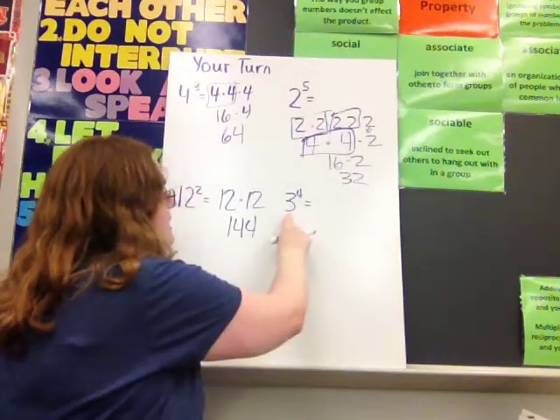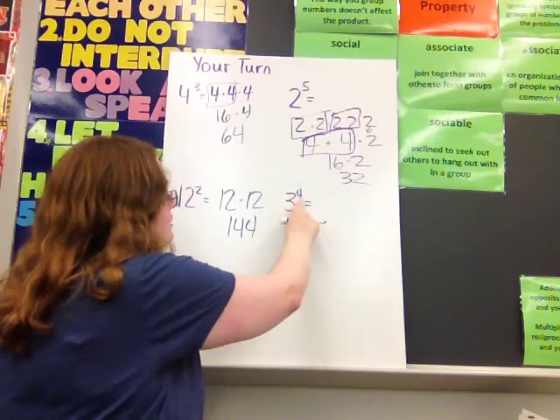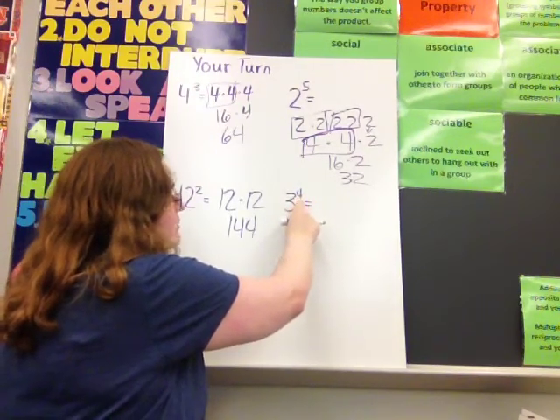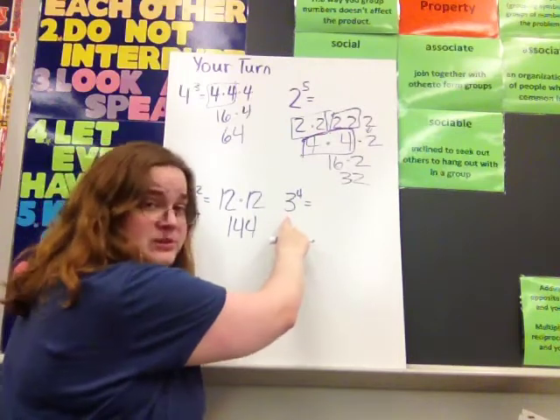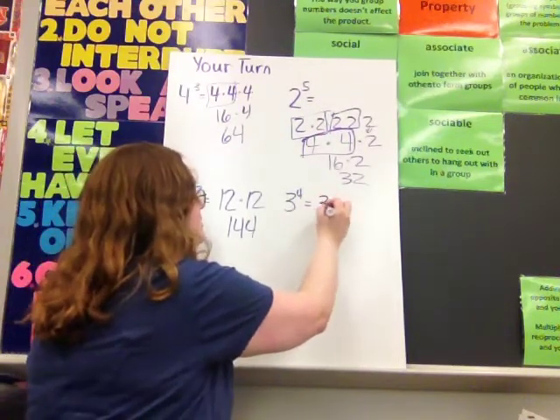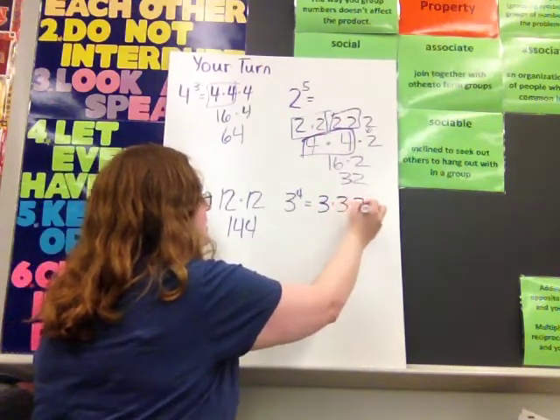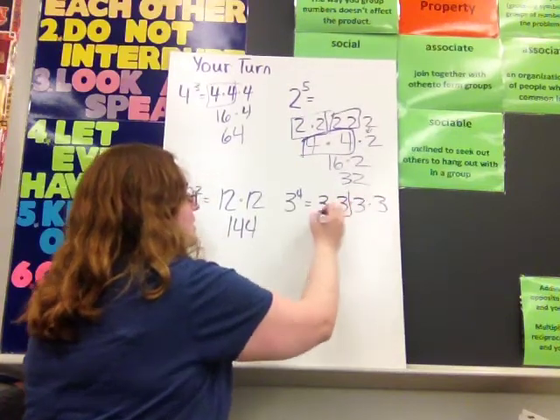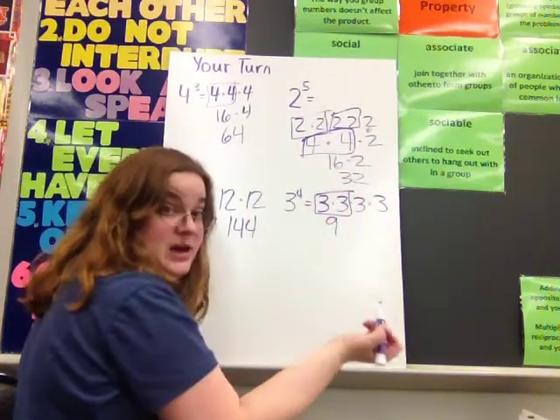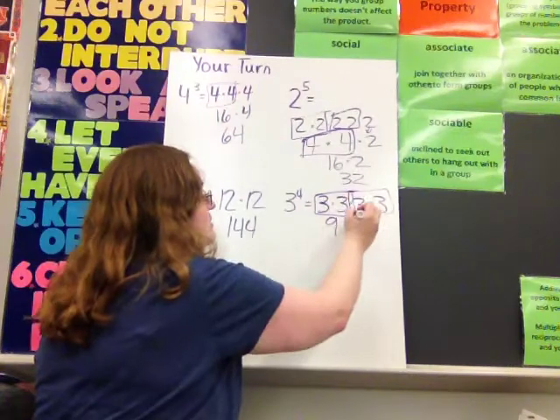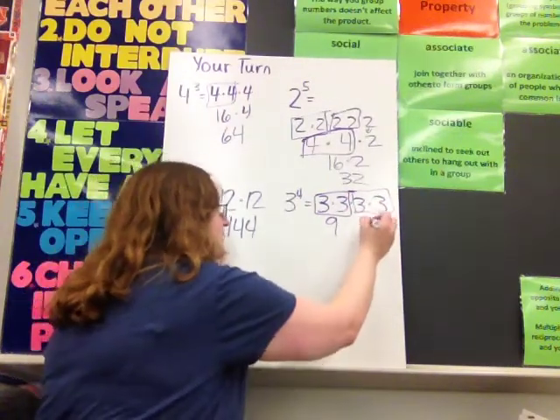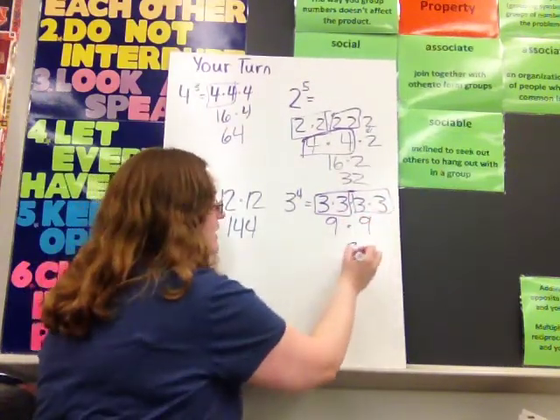All right, taking a look at the last one. 3 to the 4th power. I've got 4 numbers being multiplied, and those numbers that are being multiplied are 3s. So 3 times 3 times 3 times 3. 3 times 3, of course, is 9. And 3 times 3, of course, is 9. And when you do 9 times 9, you get 81.